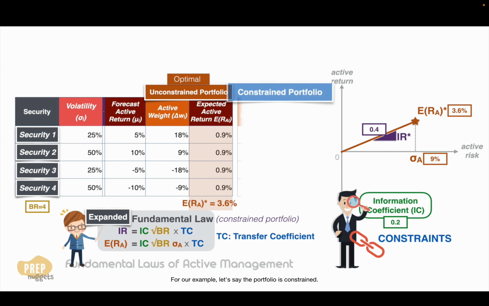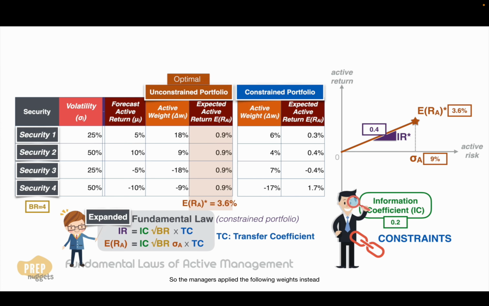For our example, let's say the portfolio is constrained, so the managers applied the following weights instead of the unconstrained ones. Do note that these weights are still optimized. That is, they will produce the highest IR within the constraints given. We calculate the expected active return, which works out to 2%, and active risk, which if you calculate will work out to 9% as specified by the active risk limit. Based on the expanded fundamental law, we can work backwards to the transfer coefficient, which is 0.56.